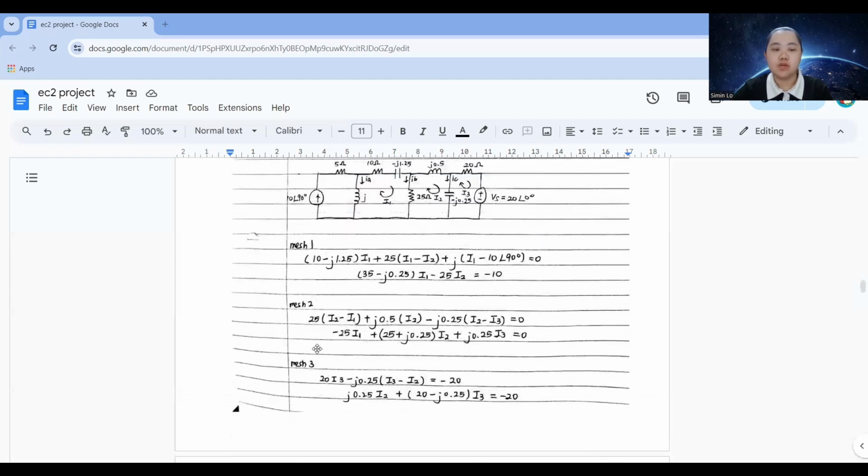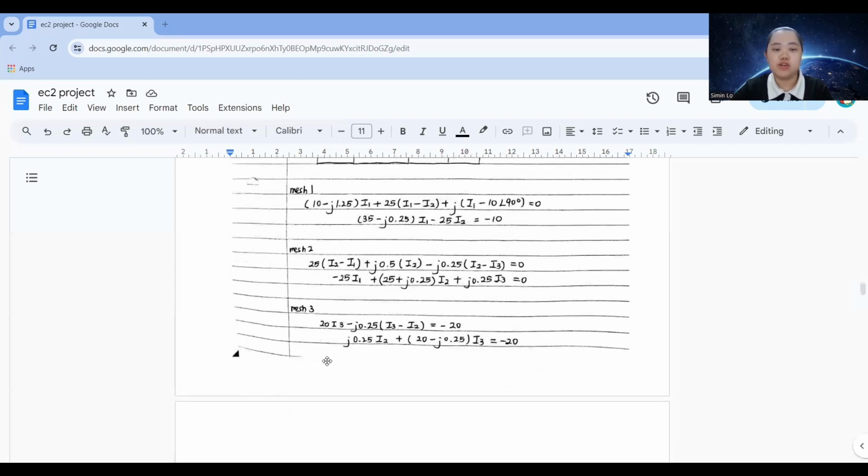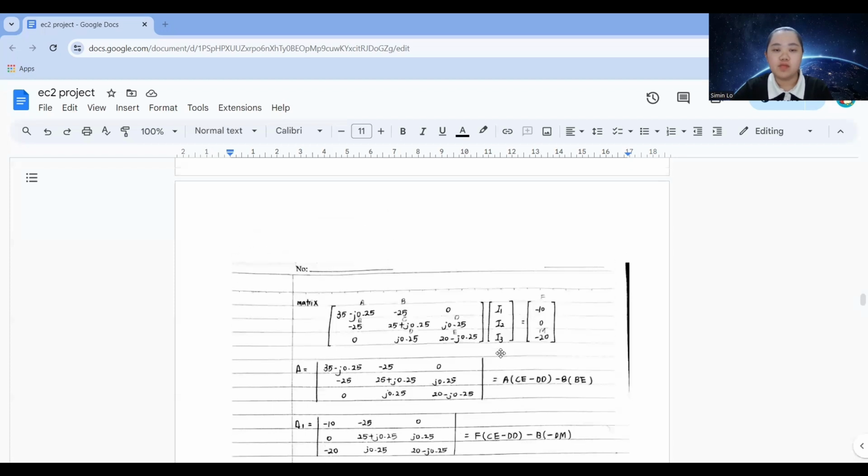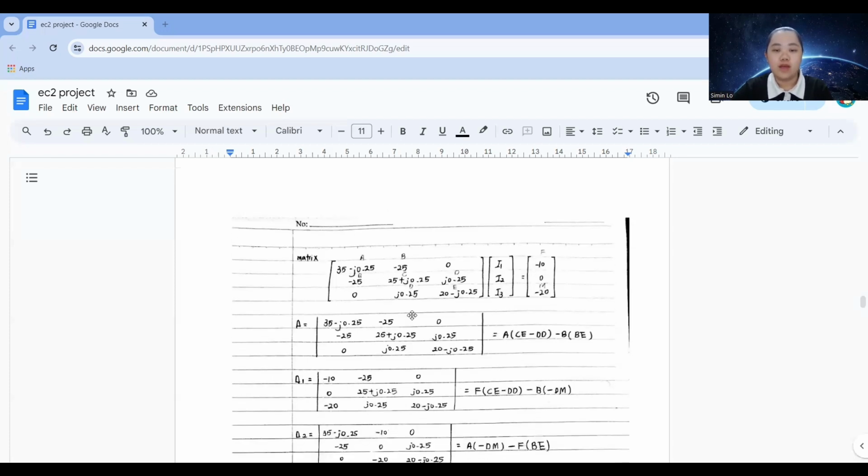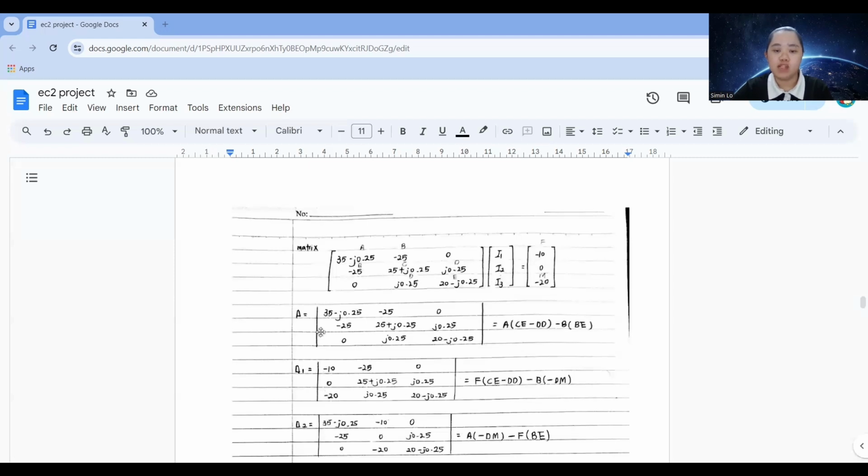And for loop 2, the equation is negative 25 I1 plus (25 plus j0.25) I2 plus j0.25 I3 equals 0. And for loop 3, the equation is j0.25 I2 plus (20 minus j0.25) I3 equal to negative 20. After that, we combine these three equations into matrix form, and we can find the values of I1, I2, and I3.